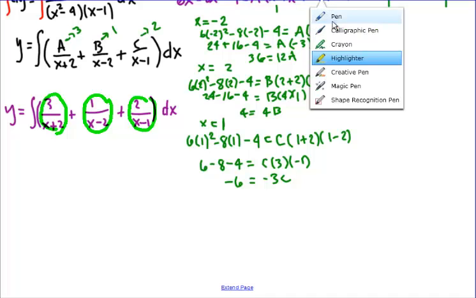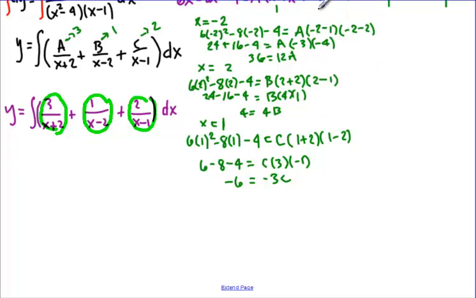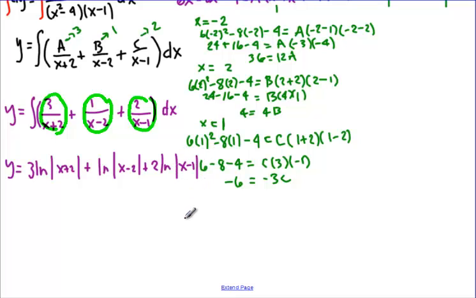Just like on our previous problem, look for the pattern. So when I integrate this, what I'm going to end up with is y equals 3 times the natural log of the absolute value of x plus 2, plus the natural log of x minus 2, plus 2 times the natural log of x minus 1, and plus a c at the end.